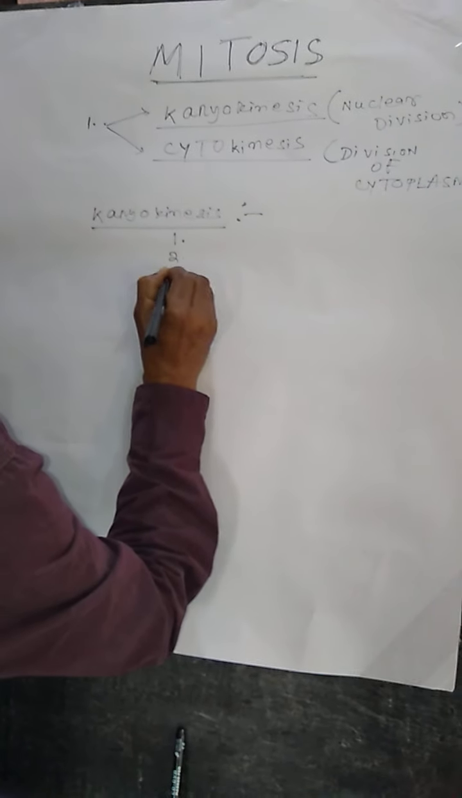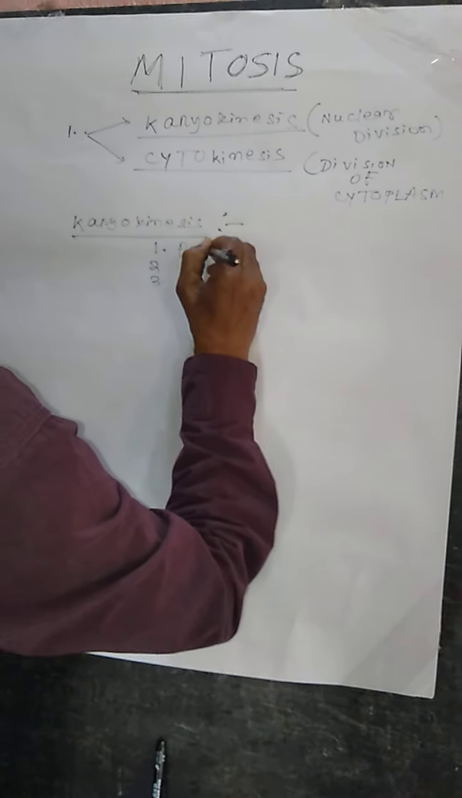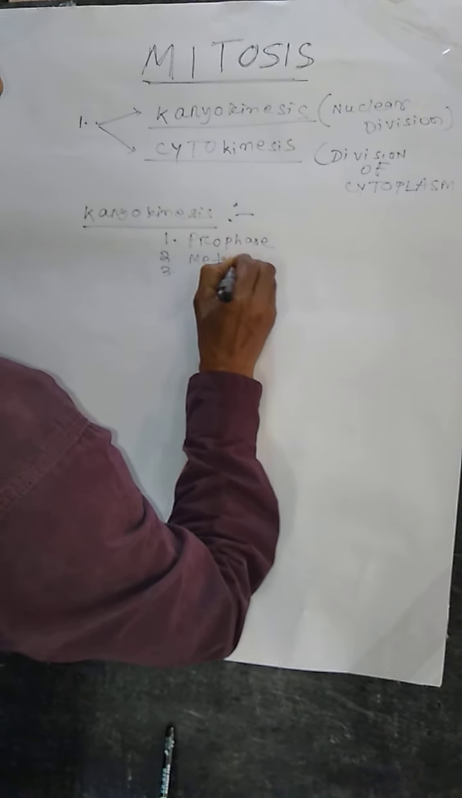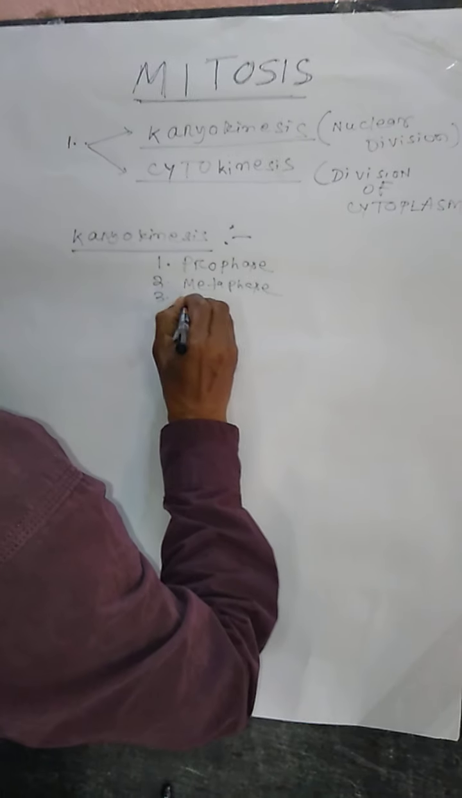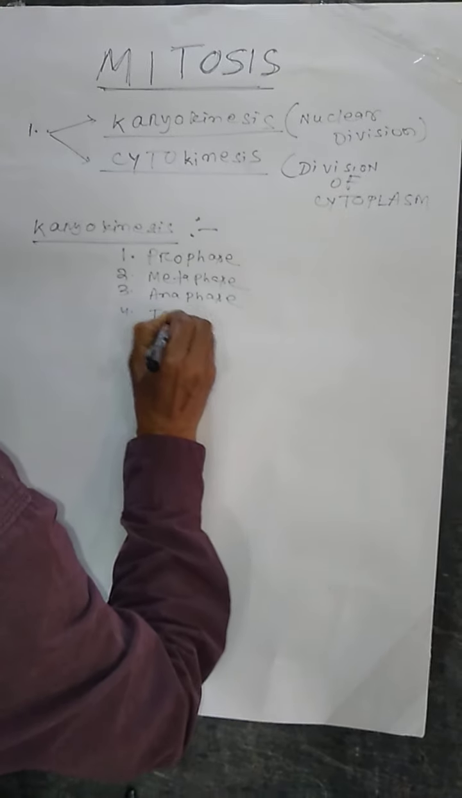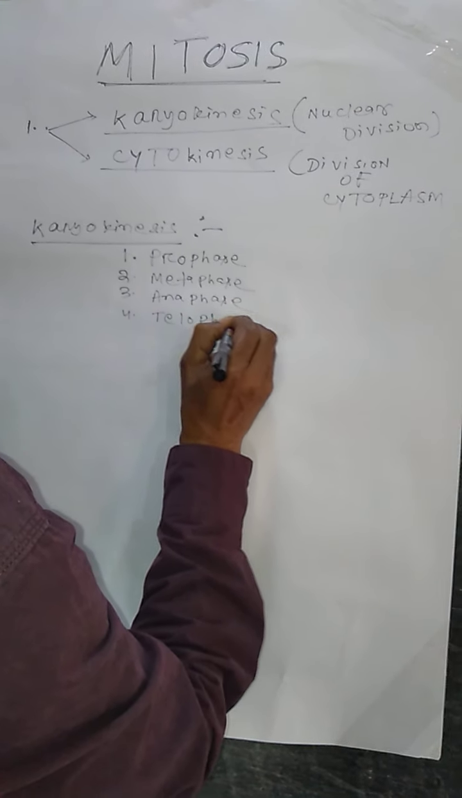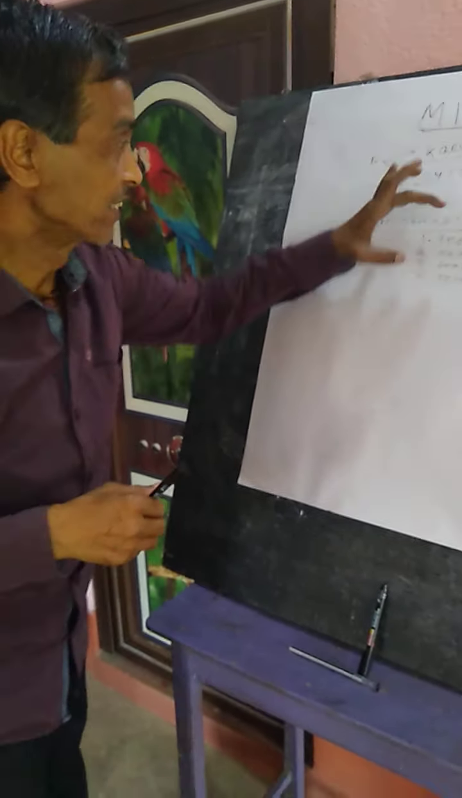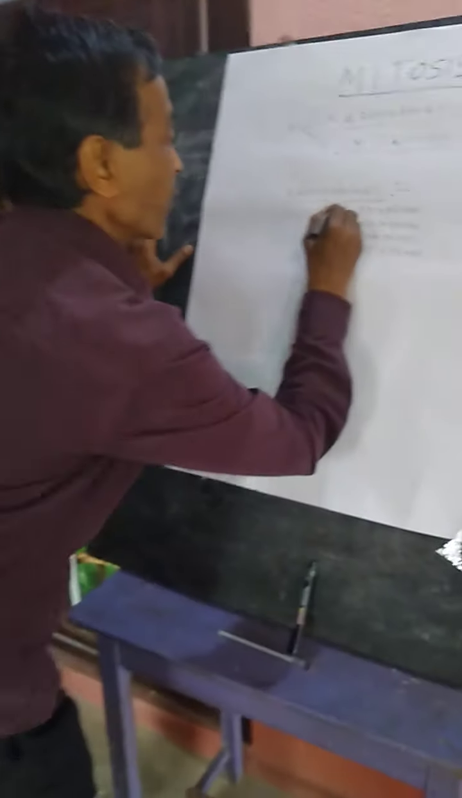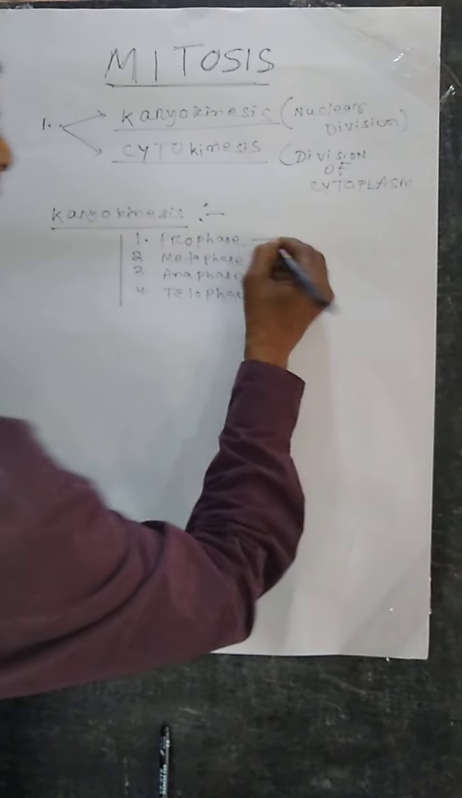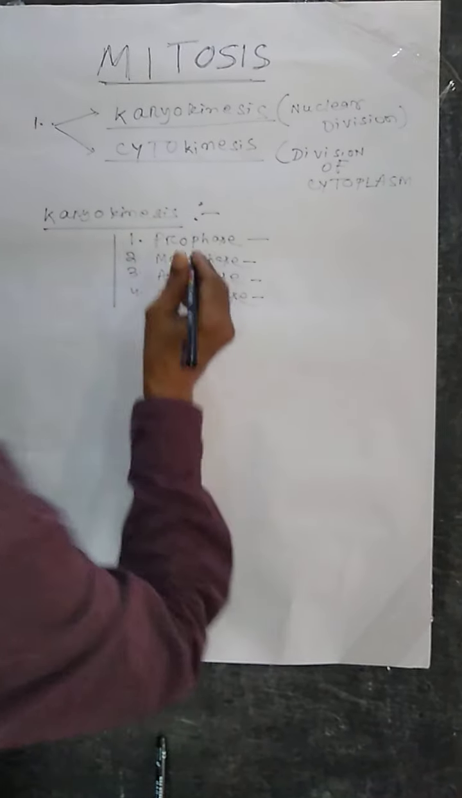Number one, prophase; metaphase; anaphase; and telophase. Prophase, metaphase, anaphase, telophase: karyokinesis is divided into four subphases. Karyokinesis, division of nucleus. Start with prophase, the first phase, then metaphase, anaphase, telophase.